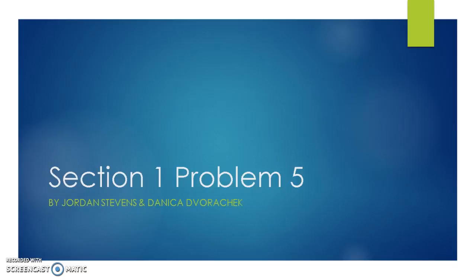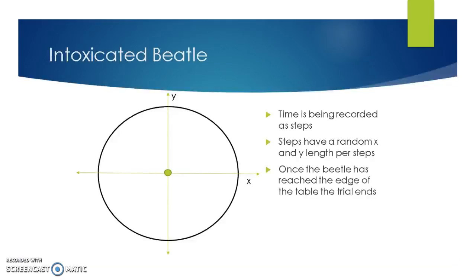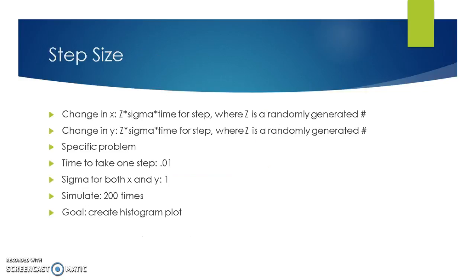We are going to show you how we did problem 5 for section 1 for our Engineering 460 Monte Carlo class. So the problem statement is that you have a bunch of beetles on a table and they're intoxicated, so they're going to take random paths that are going to stumble across the table until they fall off. Our time is being recorded as the number of steps any beetle would take on its random path, and a step has a random x and y length. You can see in the image here, we're using an x and y graph, and once the beetle has reached the edge of the table, the trial ends because it has fallen off the table.